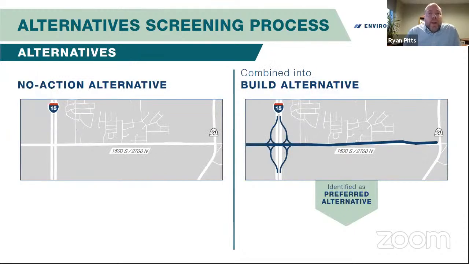The SPUI option for the interchange and the meander option for the corridor were then combined into what we call the build alternative. In addition to the build alternative, we have the no action alternative, like I mentioned, and it is included in the study and is primarily used as a comparison tool. So for this environmental assessment, UDOT has identified the build alternative of the SPUI and the meander as the preferred alternative, which has been evaluated in this EA.